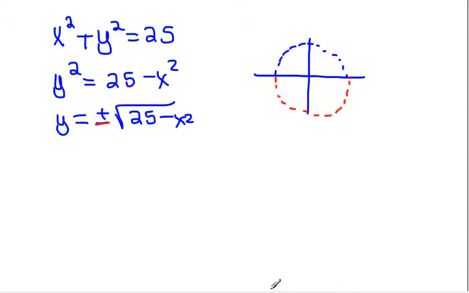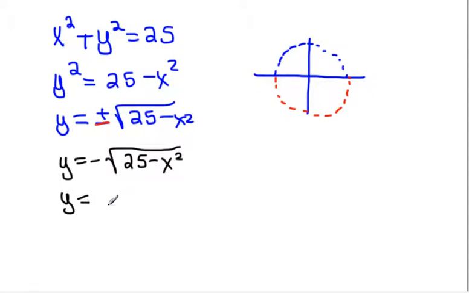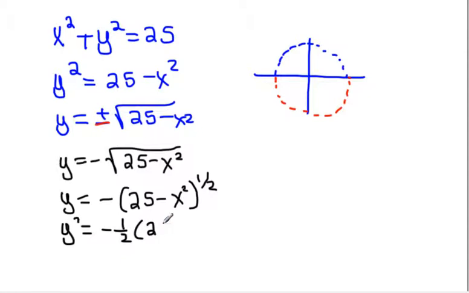So what I want to do here is just work with the minus. So I'm going to work with y equals the minus the square root of 25 minus x squared. Okay, so then I'm going to be able to say that this is y equals the negative of (25 minus x squared) to the 1/2. Okay, so now I'm going to take the derivative. So I'm going to say the derivative is going to be negative 1/2 of (25 minus x squared), 1/2 subtract 1 is going to give me negative 1/2.